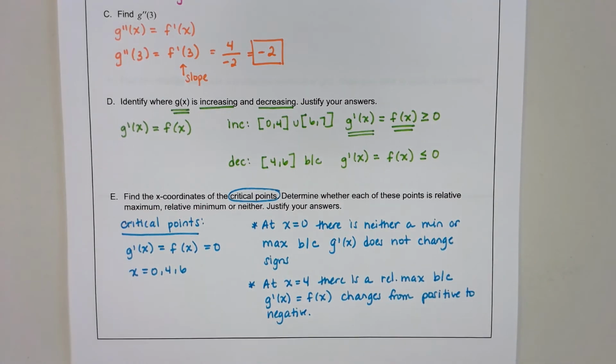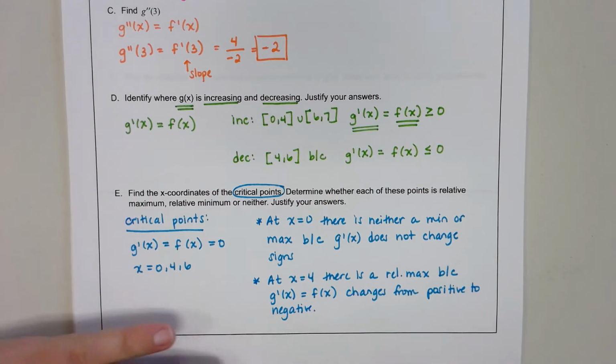Now you might be wondering, do I have to say all that? Do I have to say positive to negative? And the answer would be yes. And the reason is because if it changes from negative to positive, it's not going to be a max anymore.